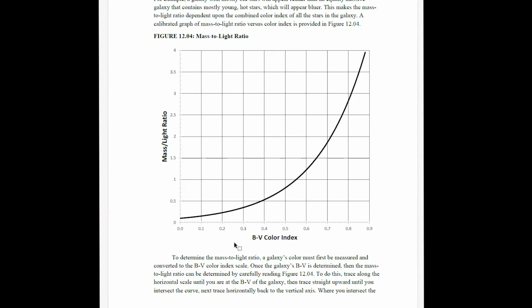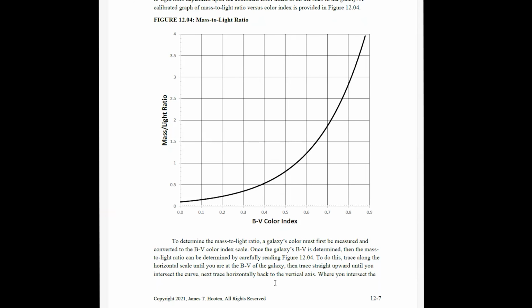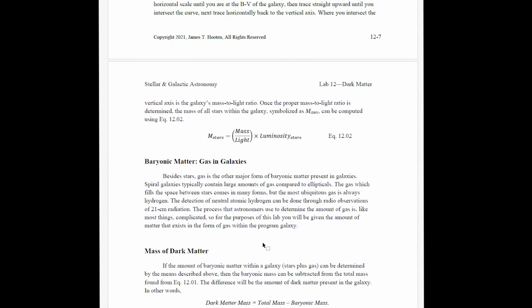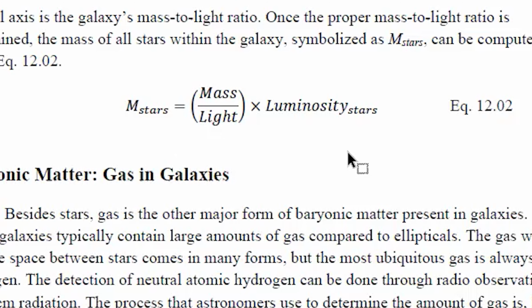Here's also a curve of what's called the mass to light ratio curve. B minus V, color index, is across the bottom here, and mass to light ratio is on the vertical axis. We will be using this also in this lab. Here's an equation for the mass of stars, also in units of solar masses. The mass of the stars is equal to the mass to light ratio times the luminosity of the stars. Again, we will be utilizing this.